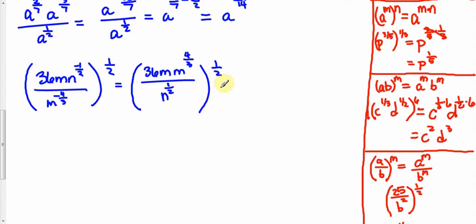Now I'm going to simplify that m times the m to the 4/3. That's multiplication of like bases, so you're going to keep the base and add the exponents. This is 3/3, right? Isn't 3/3 the same as 1? That was m to the first, so I just put 3/3 because I have to add them. So this will be 36 m to the 7/3 over n to the 1/2, all to the 1/2 power. Now I've simplified as much as I can inside there.